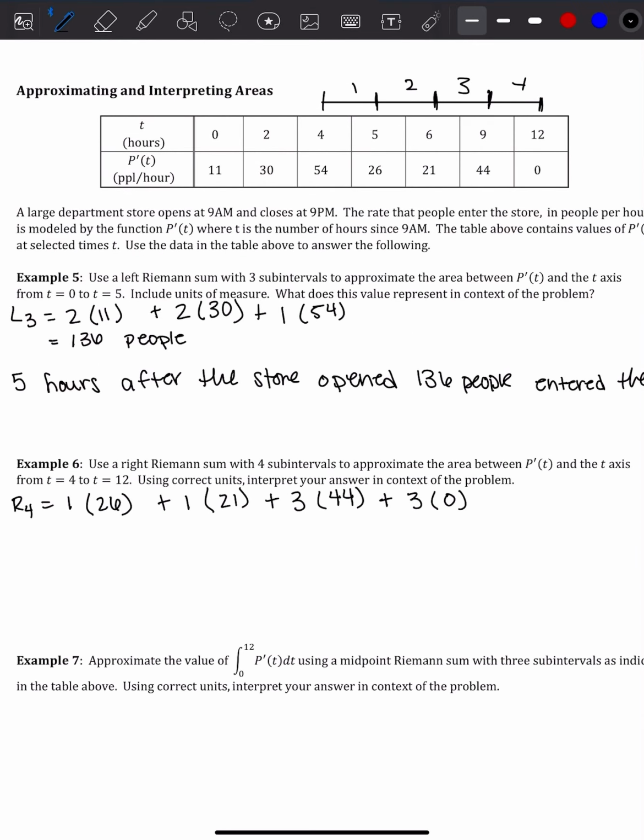We're going to go ahead and combine this. We have 26 plus 21 plus 120 plus another 12. So 132 plus 0. This ends up getting us 179. And we're talking about people that have entered. So when the store was open between 1 p.m. and 9 p.m., the number of people entering the store is 179 people.